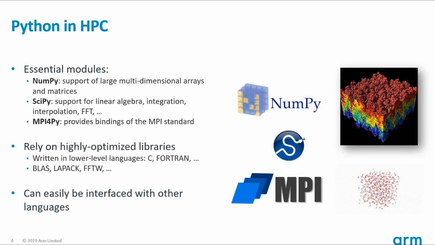Because Python can be easily interfaced with other languages like C and FORTRAN, more and more scientific applications rely on Python and its extensions across many disciplines. For example, GPAW for atomic simulation, FEniCS for differential equations, or PyFR for CFD.